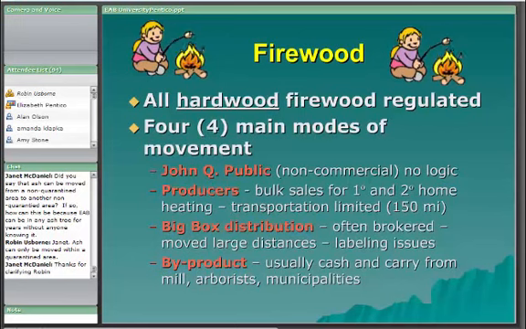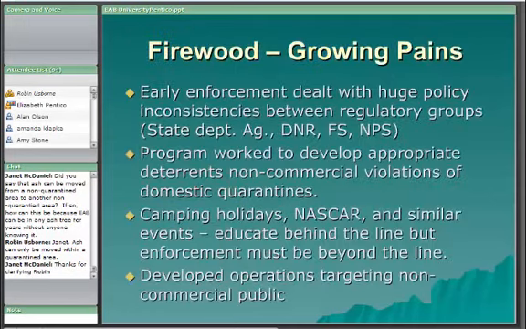And then there's byproducts. Most mills have firewood as a byproduct, and it's cash and carry. You can drive up, and for a fee you can drive away with a truckload of firewood. Or many arborists that work within a community, firewood's a byproduct of their business as well. So these are the main ways that firewood moves, that we have to watch these pathways and try and intervene if it's moving out of the regulated area.